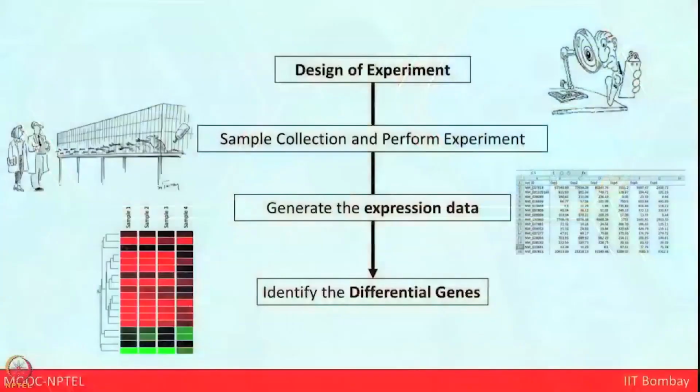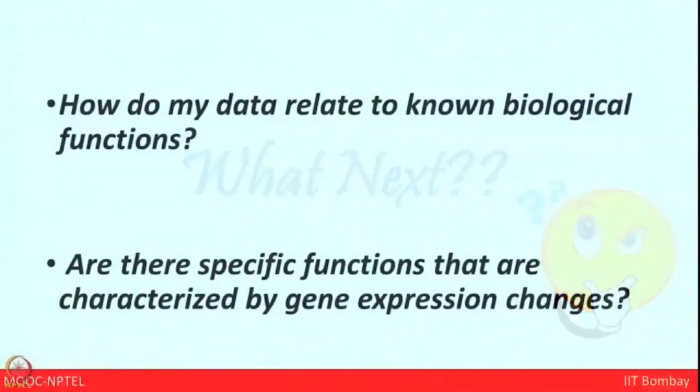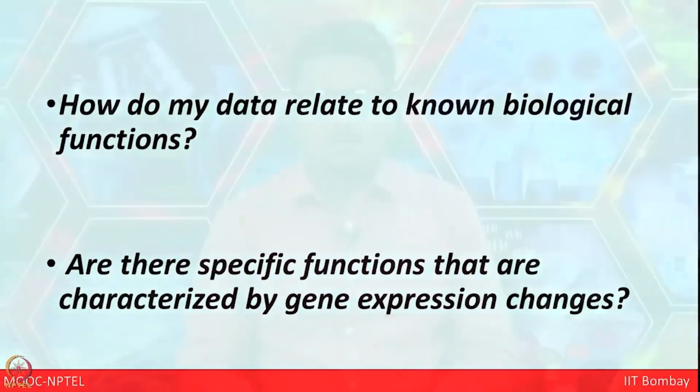Till now we have learned a lot about statistical power, primary analysis and secondary analysis to generate the expression data set. Now, the main important thing which is coming is that we got a very good pattern of differential gene regulation. So, the question comes, what next? I want to start with two important questions. How do my data relate to known biological function? Are there specific functions that are characterized by gene expression changes?